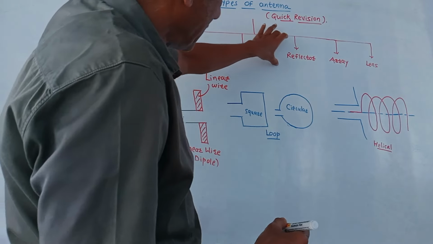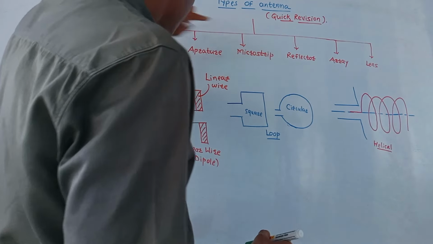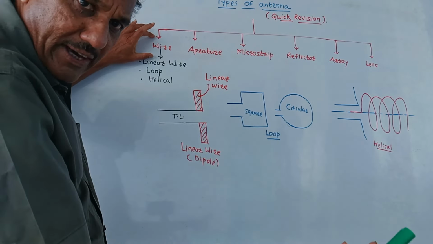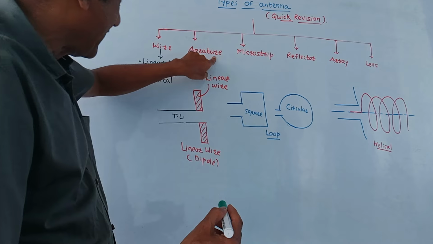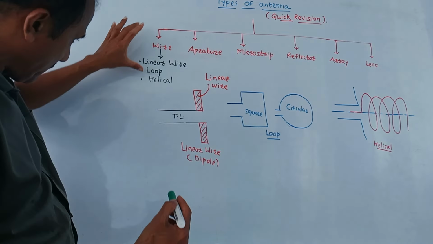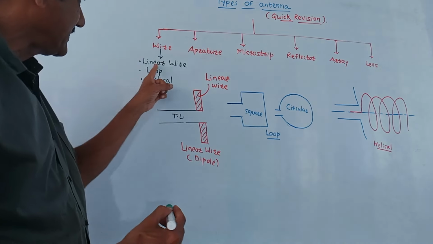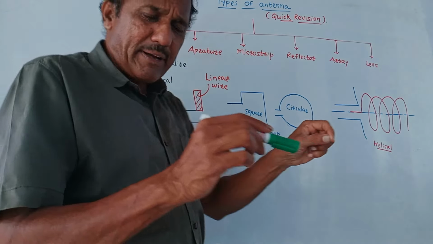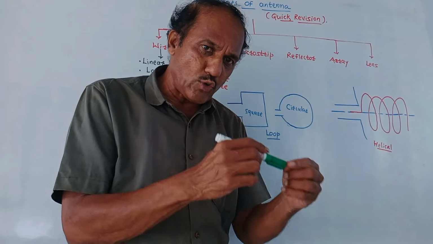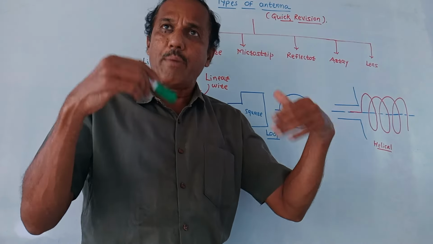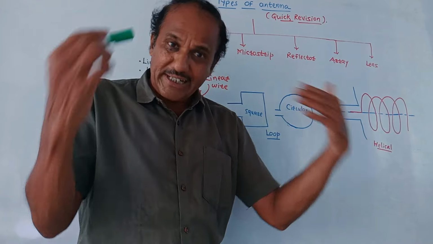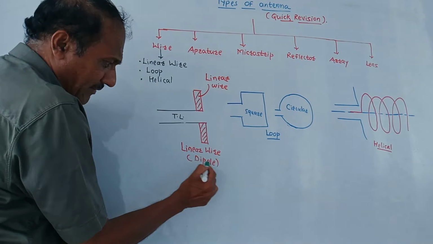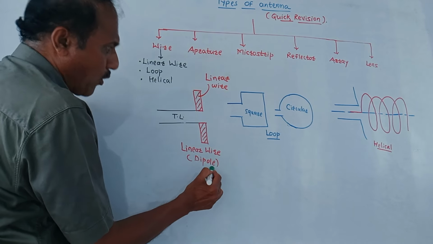So this chart shows different types of antennas. First is single wire antenna. I have written only wire, it is basically single wire antenna. Second is aperture antenna. Now the first one, single wire antenna, has subcategories. First is linear wire antenna, then loop antenna and helical antenna. As the name indicates, these antennas are designed by making use of a single wire. So if you bend the single wire or if you truncate the single wire, then radiation is possible. Now this is the diagram of linear wire antenna, which is also called a dipole.